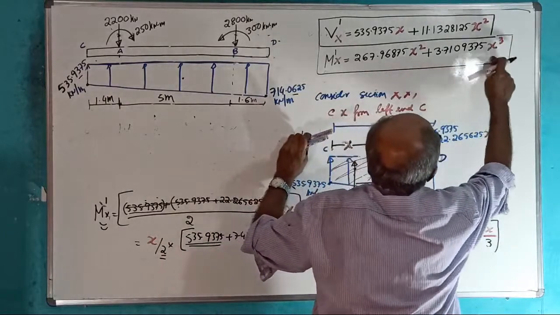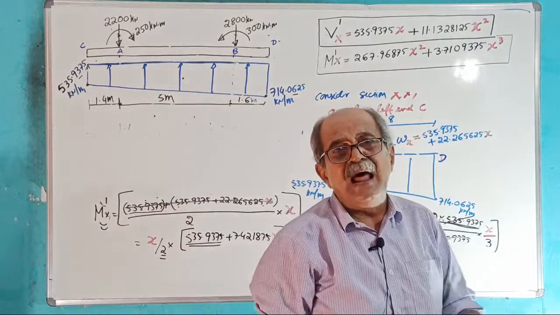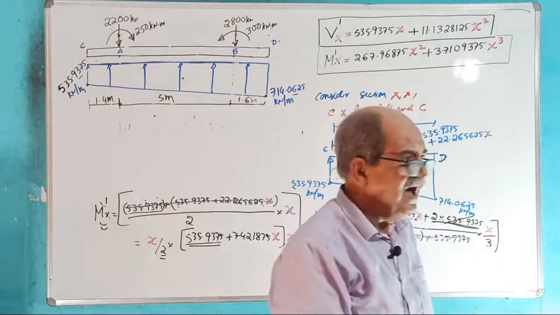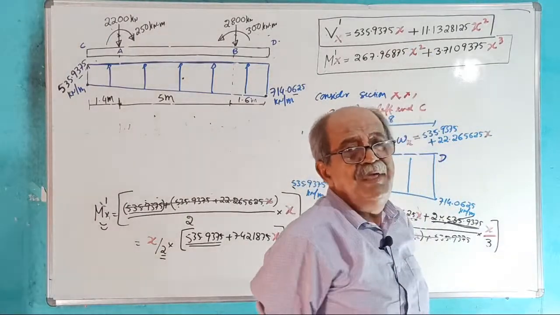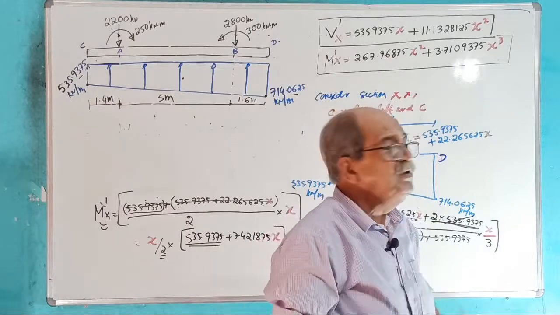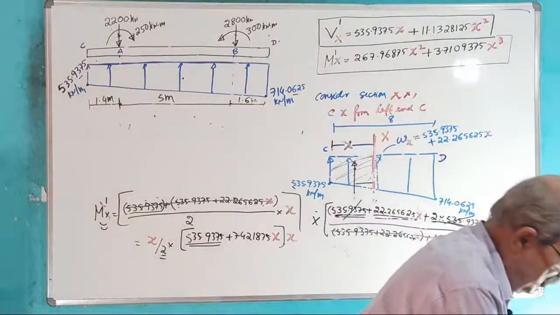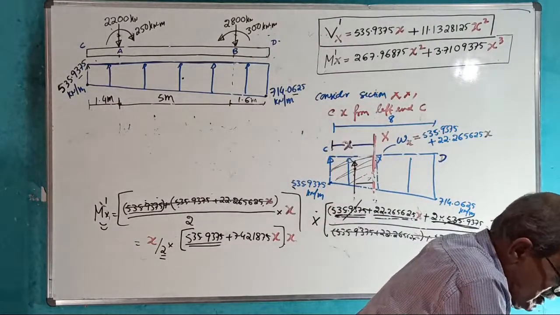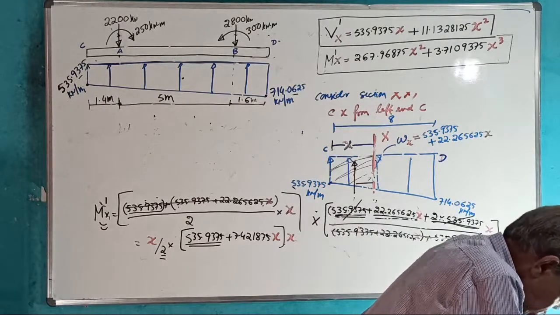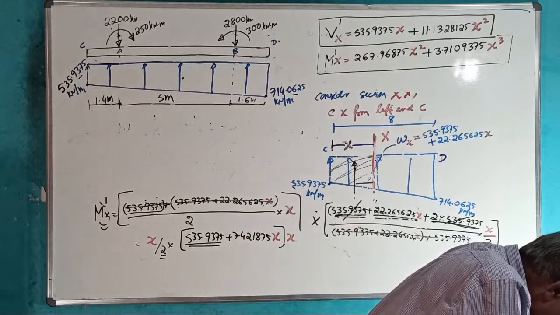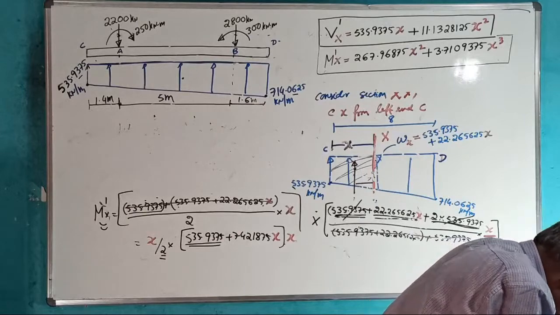This only will tell you the BM variation due to uniformly varying load is a parabola of third degree. Correct? Understood? This will tell: shear force is second degree, BM is third degree, BMD. Clear now? This is a second degree parabola, this is a third degree parabola. Tell, clear or not? Clear. Okay.